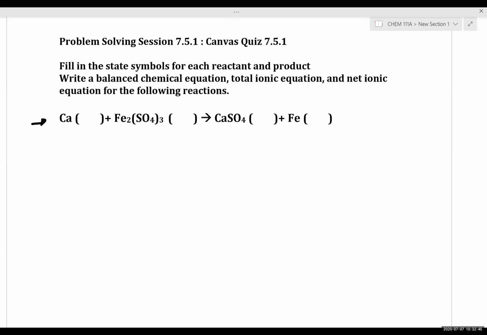And you may need to have your solubility table out and ready to go. And if there are any questions working through this example, don't be shy to ask.